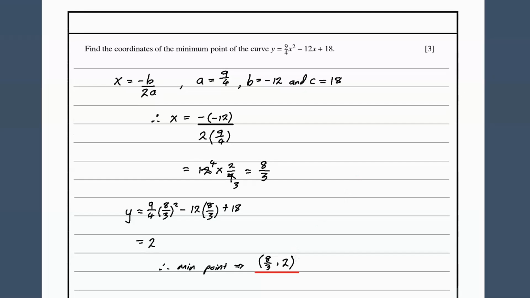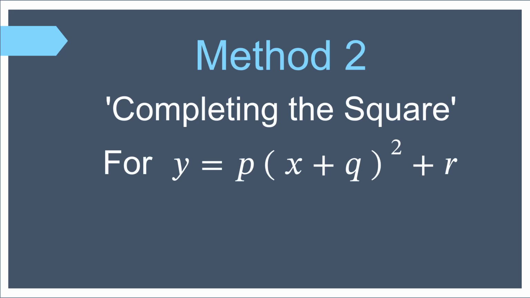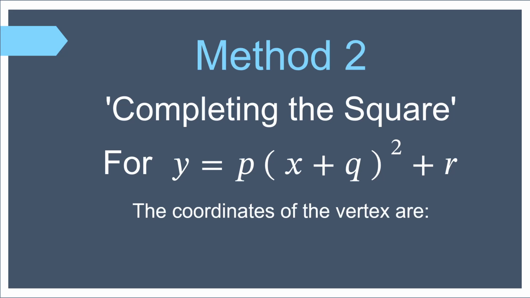So this is basically how we can use the fact that x is equal to minus b over 2a to find the coordinates of the turning point or vertex of a quadratic curve. Now the second method is the method of completing the square. If you have been given the equation of a quadratic curve in completed square form, p of x plus q squared plus r, then the coordinates of the turning point of the curve will be minus q and r.